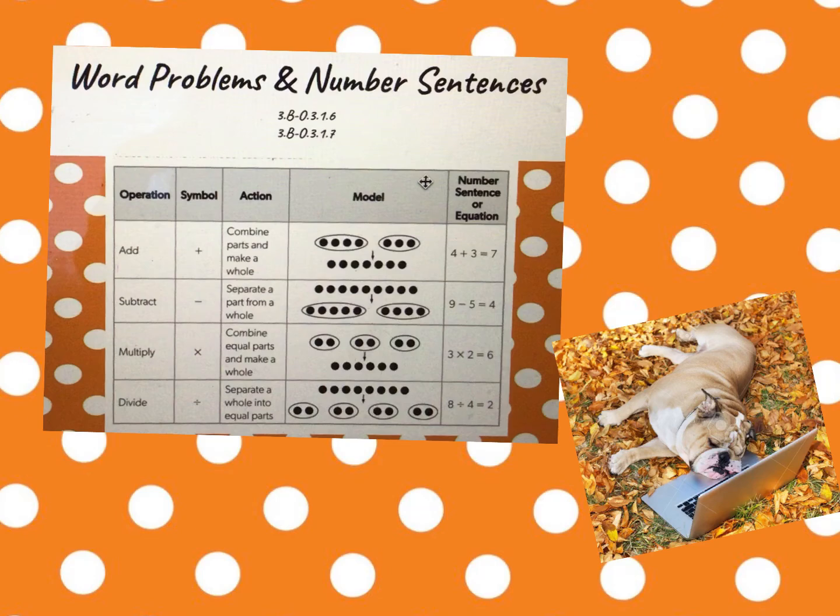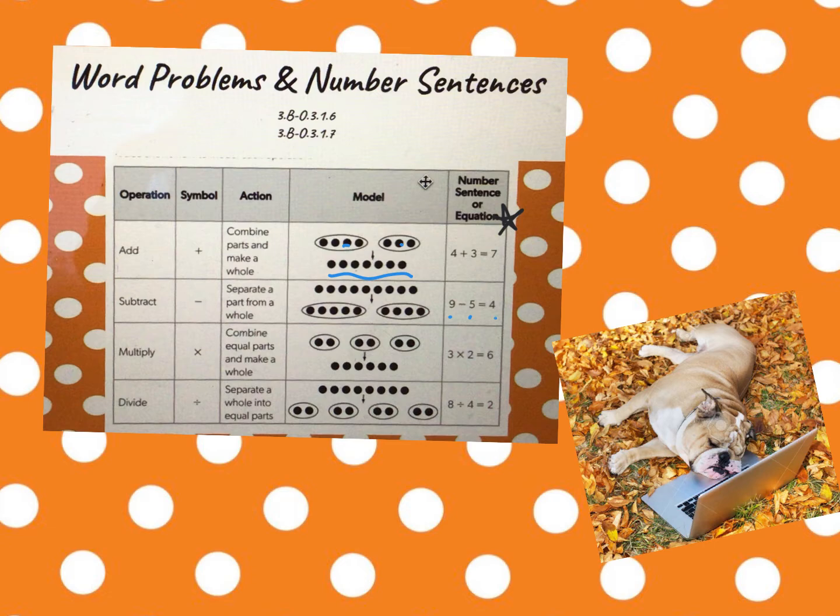Hey friends, let's practice word problems and number sentences again today. So remember that a number sentence is a sentence with numbers. It's also known as an equation. Okay, so we have our number sentences over here where we have 4 plus 3 equals 7. And that was when we combined two parts and made a whole. Okay, over here we subtracted, and our number sentence or equation says 9 minus 5, which equals 4.